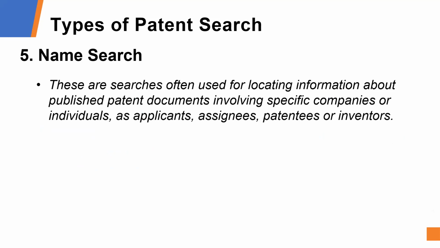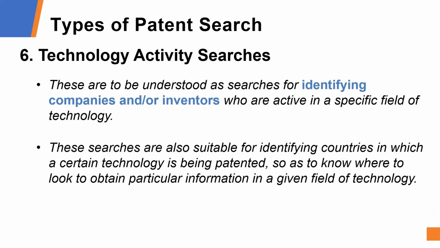Number 5, name search, often used for locating information about published patent documents involving specific companies or individuals as applicants, assignees, patentees, and inventors. What I showed you earlier about looking at the latest technology applied for patent by Apple, we carried out that name search. So you can go over the patent database and go around, and you will have a pretty good idea about what these companies are doing in terms of technology generation through the patent information they provide when they apply for a patent.